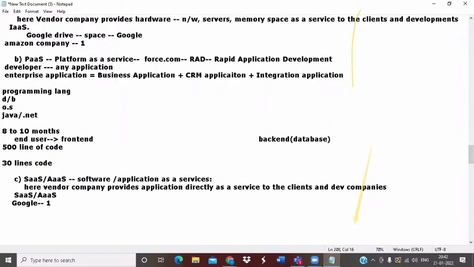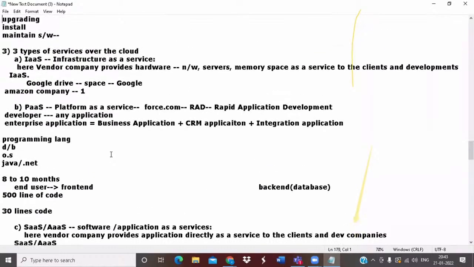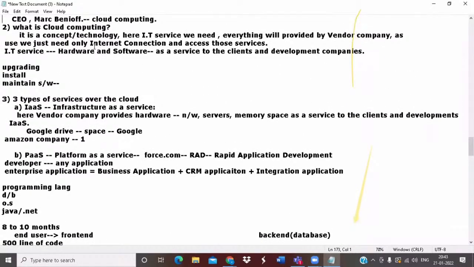Here, Google is the top number one company in the world which gives application as a service. Why? Because people are using the email application. Yes or no? Email is an application or not? And this Gmail application was developed by which company? And if you want to use this application, what do you require? Only an internet connection. That is enough to access the Gmail application. Yes or no?